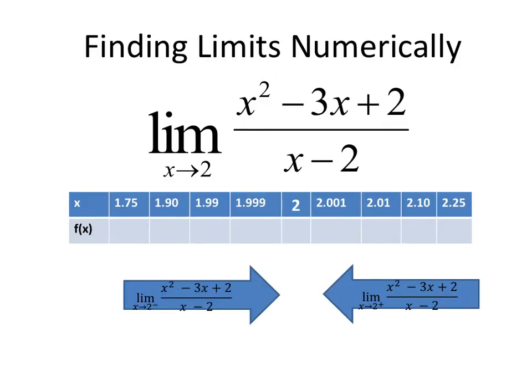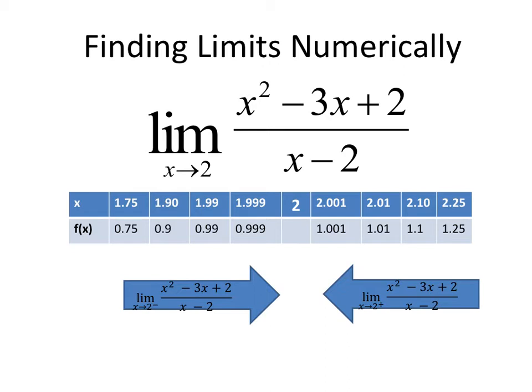Okay, so looking at another one numerically, we said finding the limit as x approaches 2 of x squared minus 3x plus 2 all over x minus 2. So again, I want to approach 2 coming from the left, so I went 1.75, 1.9, 1.99, 1.999, so I'm getting closer and closer to 2 from the left. And then I need to look from the right, so I started at 2.25, decreased, got closer, 2.1, 2.01, 2.001.